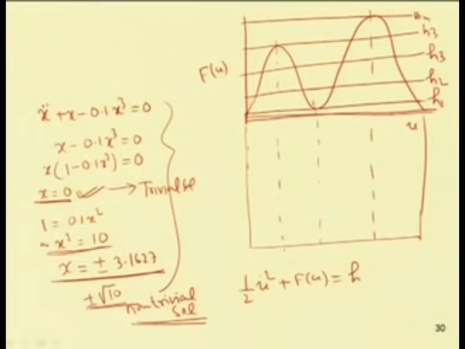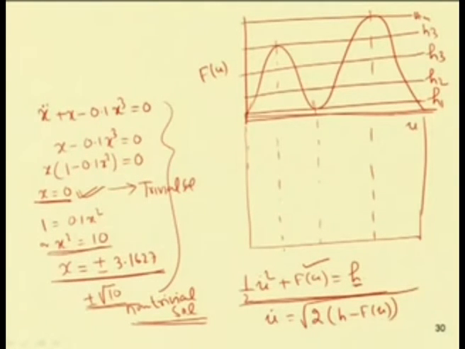So, our equation is this. This is the potential function, this is the kinetic energy, and this is the total energy. So, I can write u dot equal to root over 2 into h minus Fu. In this case we will have a positive solution, or this u dot will be feasible, if this h is greater than Fu, that is the total energy of the system.